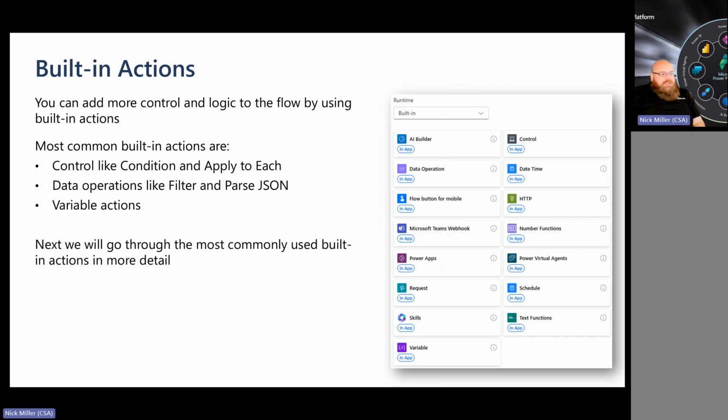There are different types of actions that we have within any type of connector. I call them controls, kind of. The built-in actions are things that are built into Power Automate. So we see here we have this control option, right? Those are built-in actions. Anything that we see with variables here or data operations, flow button for mobile, that's our manual start. Our instant flows start with a button click. Power Apps, Power Virtual Agents, also known as Copilot Studio or Copilot Agents. And then our triggers here, like if we want to schedule or use Copilot skills.